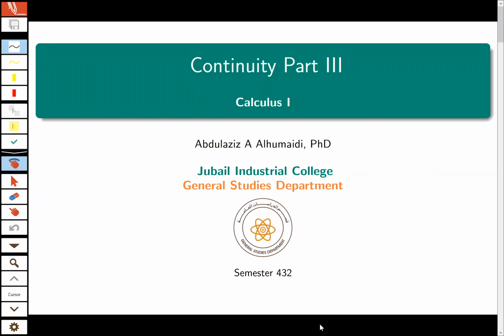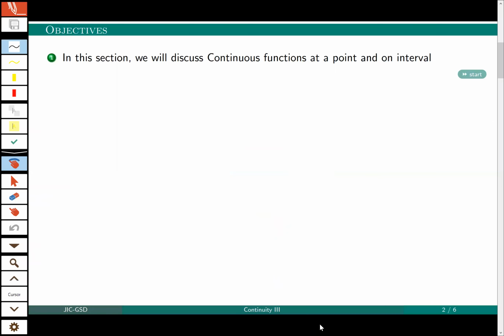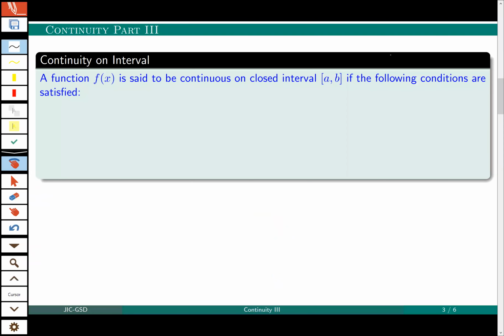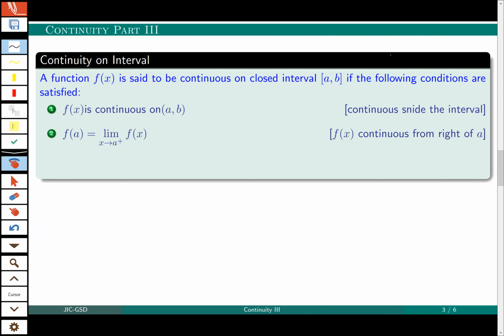We discussed in the first two parts continuity at a point. In the third part, we will discuss continuity at an interval. A function is said to be continuous in a closed interval a to b if it satisfies three conditions. First of all, the function is continuous inside the interval, which means it's defined over all the points inside, not at A, not at B, but between A and B.